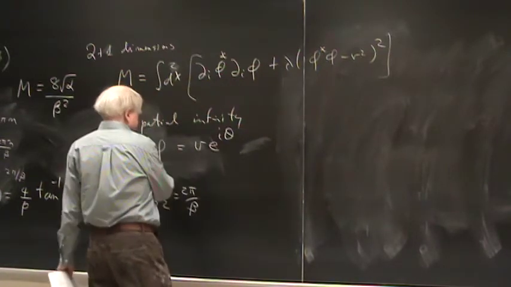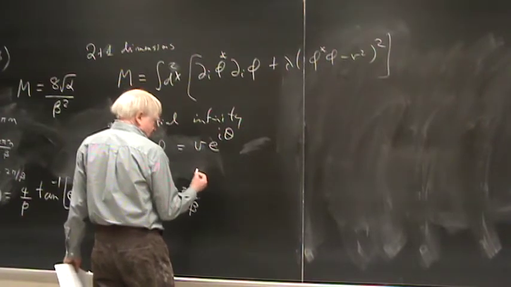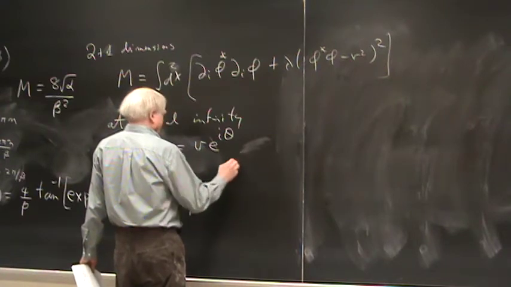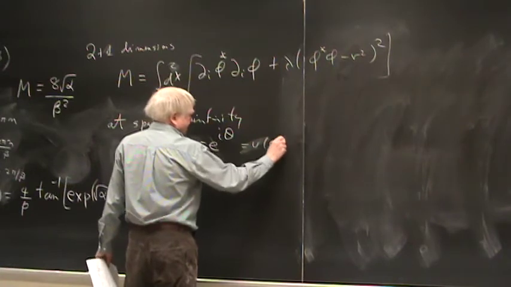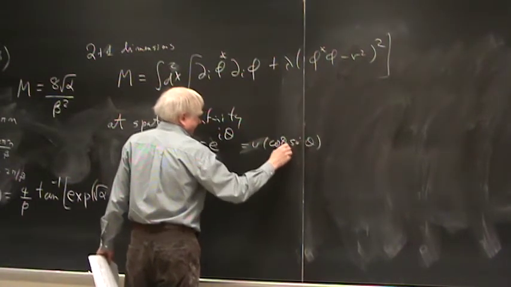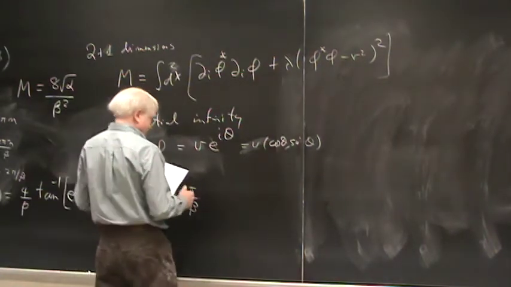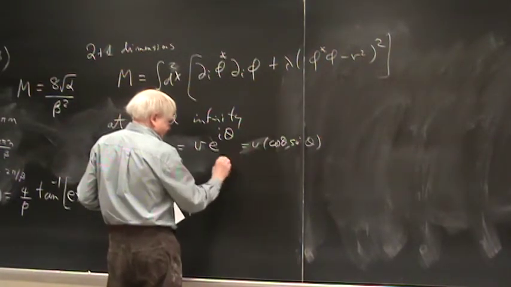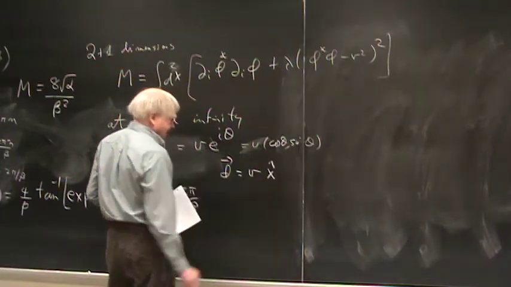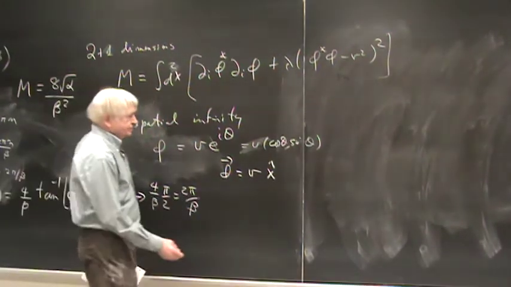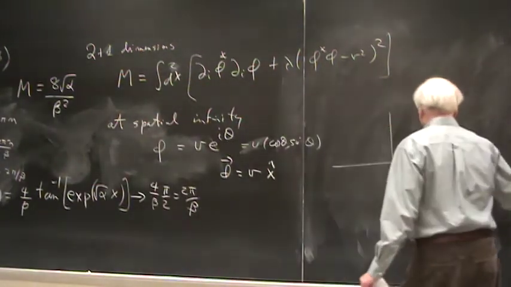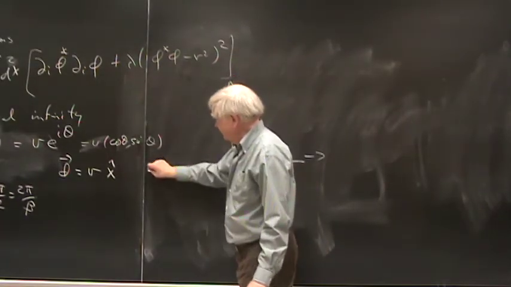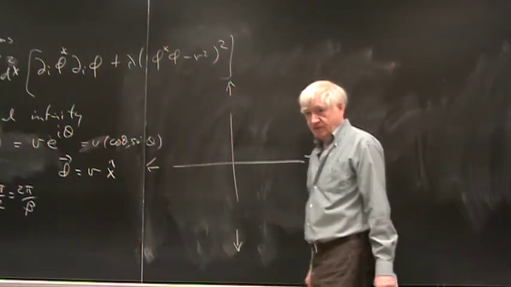So in other words, another way of looking at this is this is a complex field. If you think of it as two real fields, then it's V cosine theta, sine theta. So if we think of it as two real fields, then it looks like this, V x hat, basically. And so way out here, it's pointing this way. Way out here, it's pointing this way. Way out there, it's pointing this way. And then way down there, it's pointing this way.